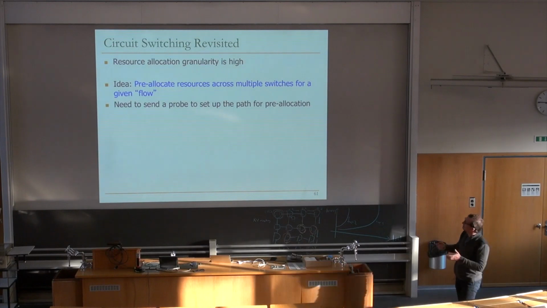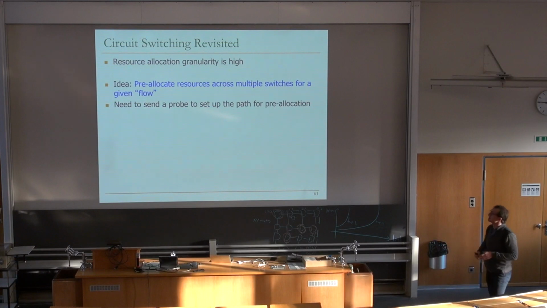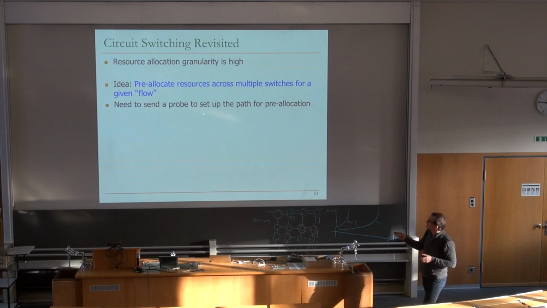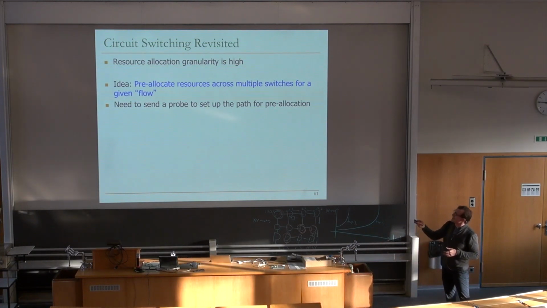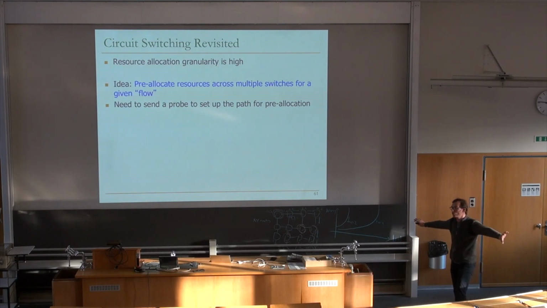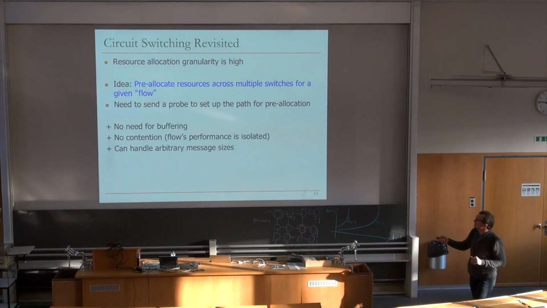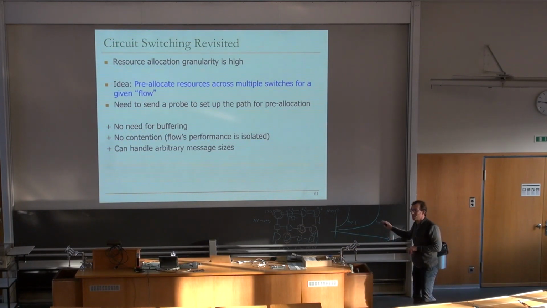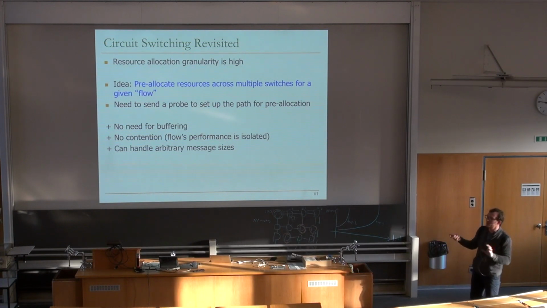Circuit switching revisited. The idea is to pre-allocate the resources across multiple routers for a given flow. When I say router, it's the same as a switch. Basically, you need to send a probe to set up the path for pre-allocation. And resource allocation granularity is high in this case. The allocation granularity is an entire path, and no one else can use that path. But the big upsides are there's no need for buffering, no contention for that particular flow. The flow's performance is completely isolated at that point. Latency is low, as we've discussed, and you can handle arbitrary message sizes.